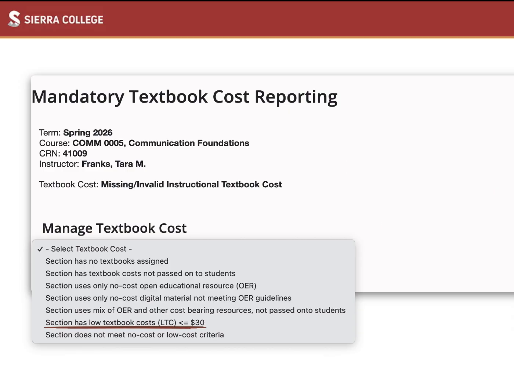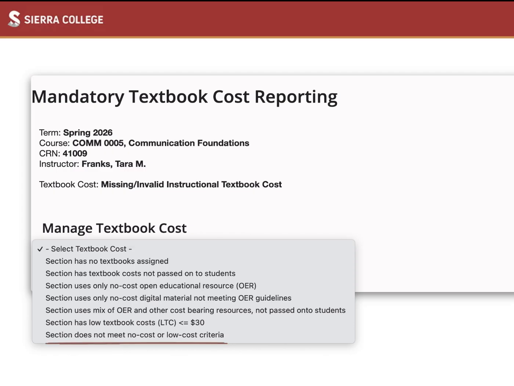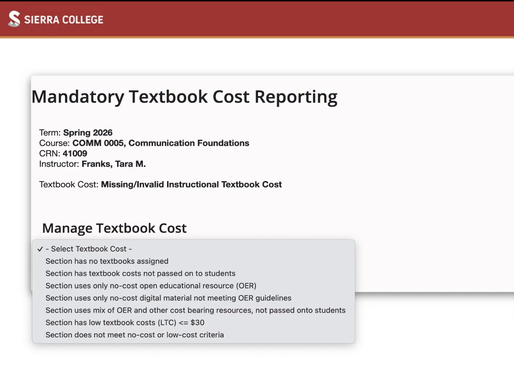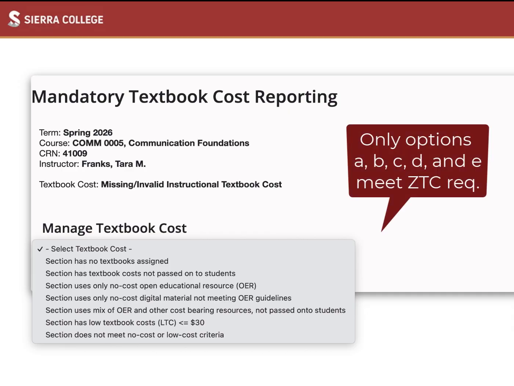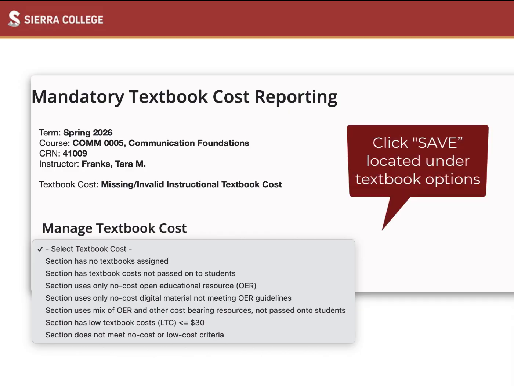F, section has low textbook costs equal to or less than $30. In this case, your course would get marked LTC on the class schedule. G, the section does not meet no-cost or low-cost criteria. In this case, a traditional for-cost textbook greater than $30 is assigned or required for the students. It should be noted that only options A, B, C, D, and E will mark your course's ZTC on the class schedule. Once you make your selection, please click Save.